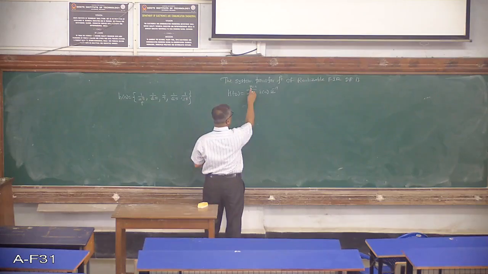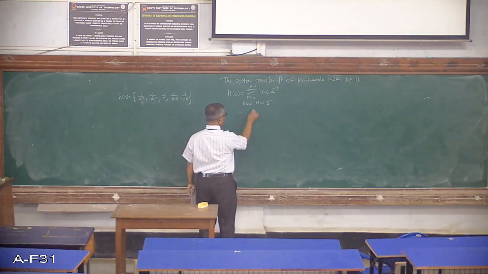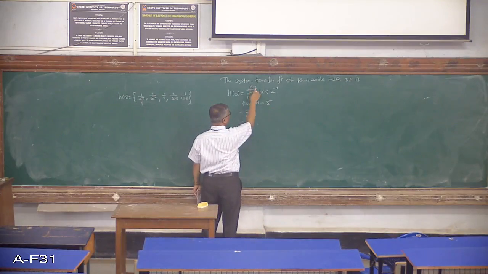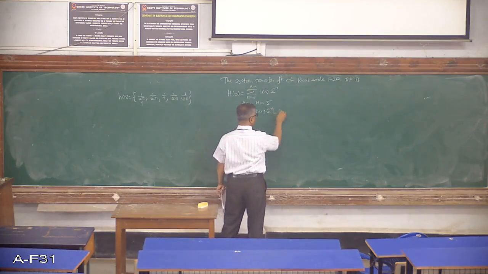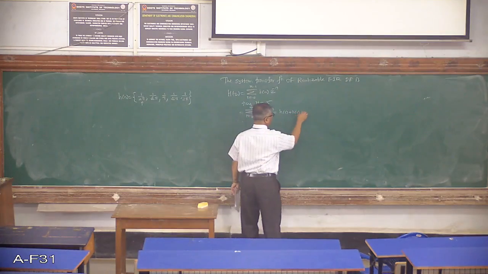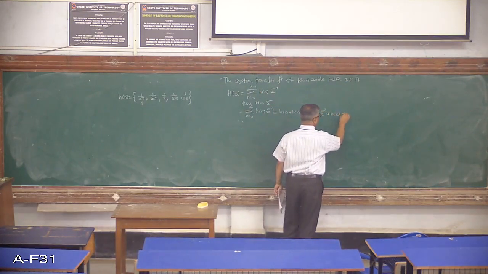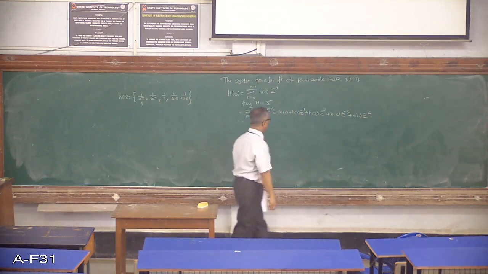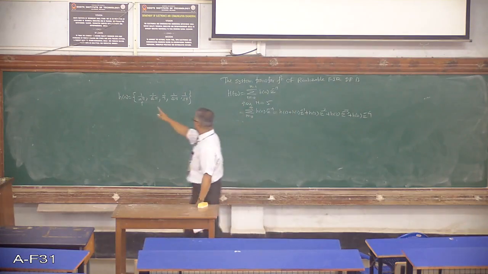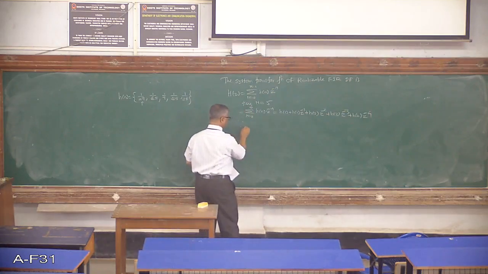Here N is the window size, which is specified as 5. So you get sigma n is equal to 0 to 5 minus 1, which is 4, h of n into Z raised to minus n. If you expand this, you get h0 plus h1 Z inverse plus h2 Z raised to minus 2 plus h3 Z raised to minus 3 plus h4 Z raised to minus 4. Now all these coefficients we know, they are already here. H0, H1, H2, H3, H4, put them back and you write this H of Z.